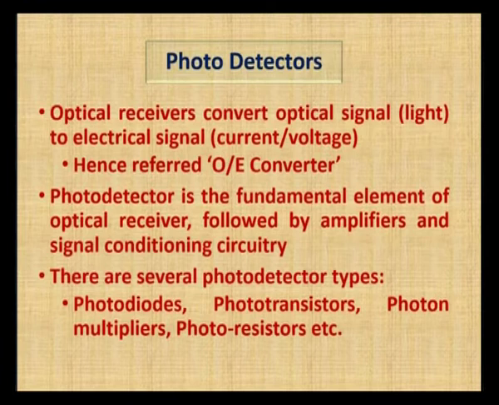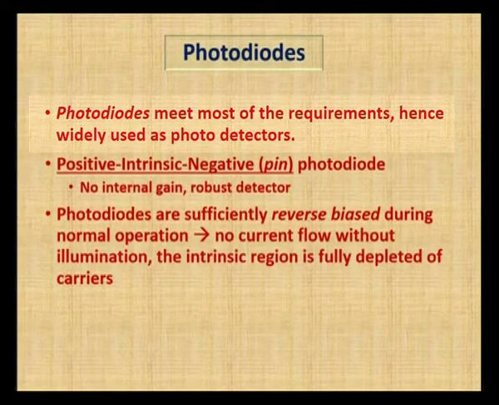One type of photodiode is the PIN diode, that is, positive intrinsic negative diode. We use p type material, n type material and intrinsic or pure silicon in a PIN diode. The PIN diode is always used reverse biased for normal operation. In reverse bias the intrinsic region is fully depleted of carriers, so no current flows without illumination. So this type of diode is always used in reverse bias mode.